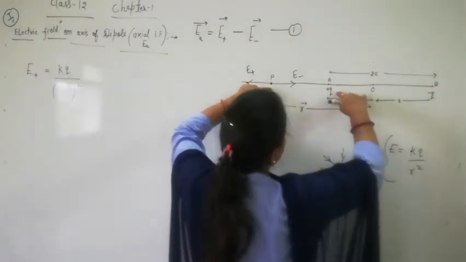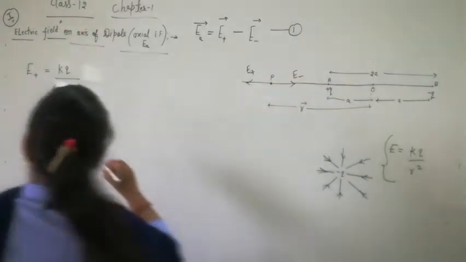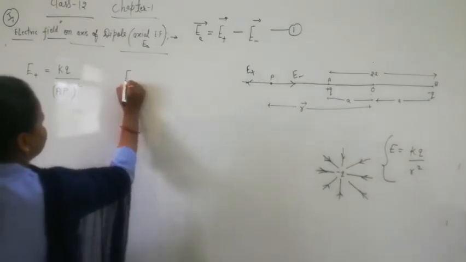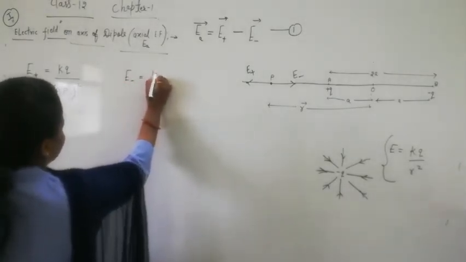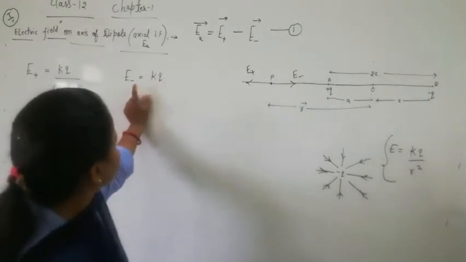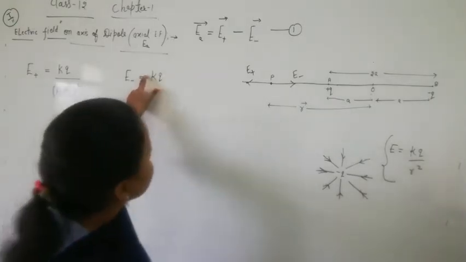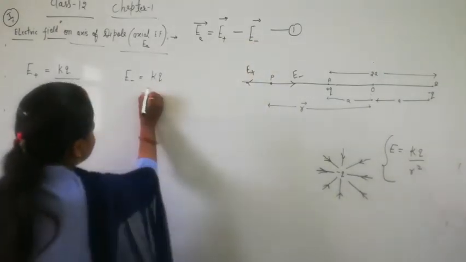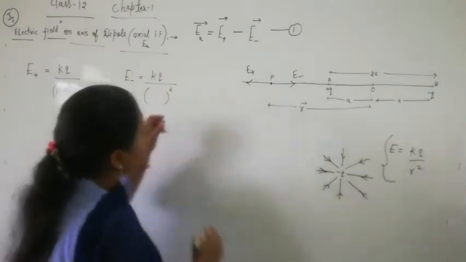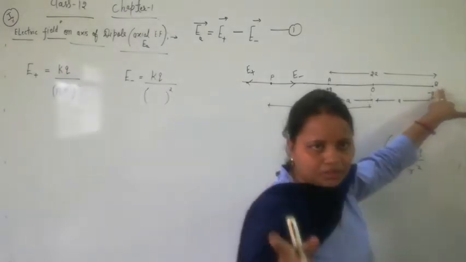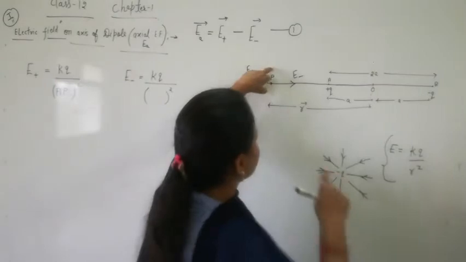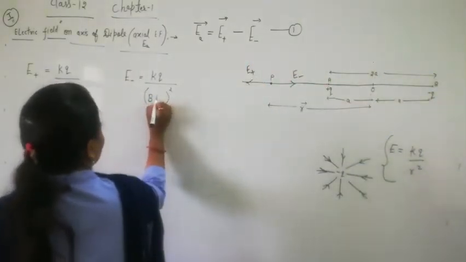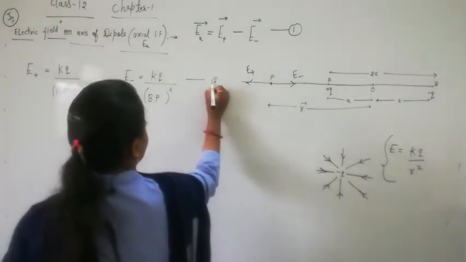So the separation between them is AP square. And what about E negative? E negative is also KQ. We do not consider the negative charge Q here. Why? Because the direction concept is considered later. Okay, KQ and the separation square. The negative Q is here and the target point is P here. So the separation is BP square. Equation number 2.